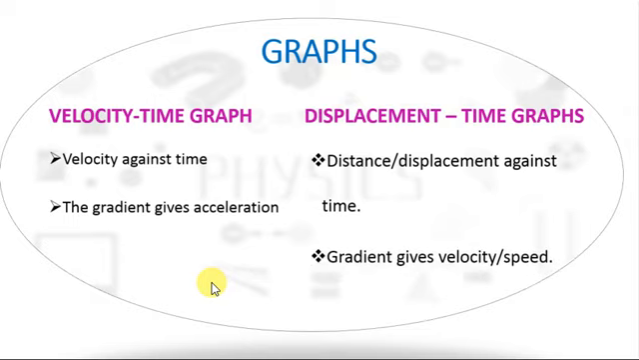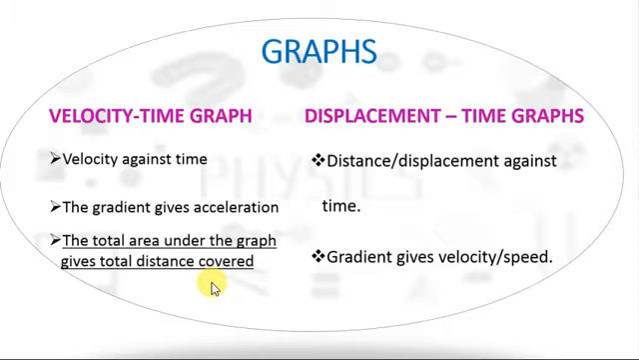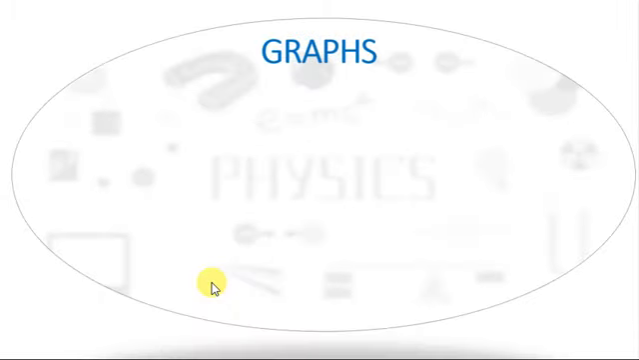Then the special thing about the velocity time graph is that if you calculate the total area that graph covers between the curve and the x-axis, it will always give you the total distance moved. That's what it will give you. So that is about the velocity time graphs. We can have a quick look at some examples.